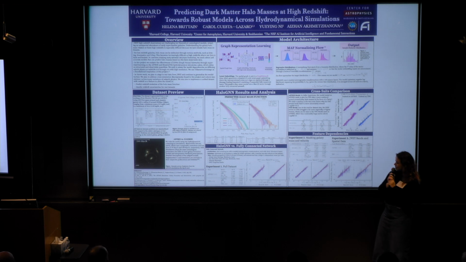Something that we analyze is the feature dependencies of the graph neural network and our comparison model. And the graph neural network is actually very effective with only spatial data and JWST frequency bands, which is really cool because that means we need to know absolutely nothing.